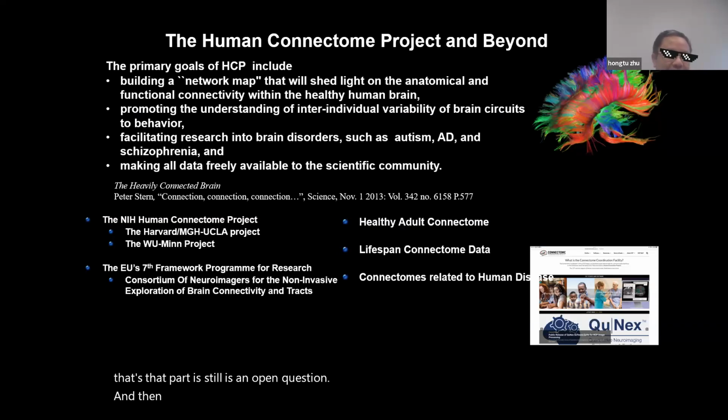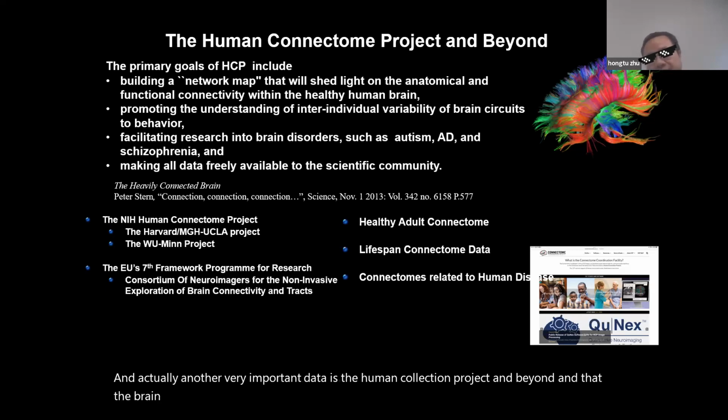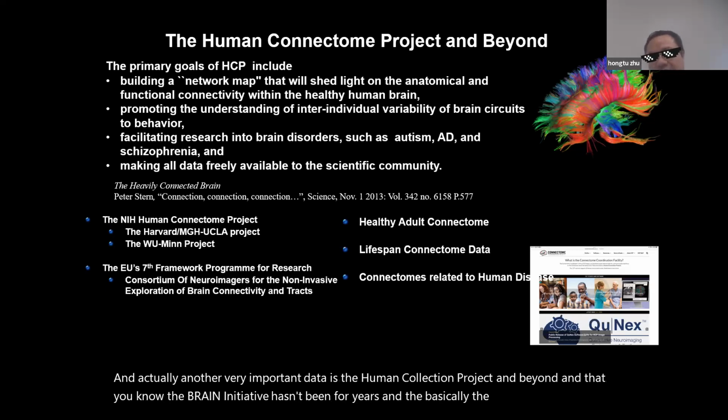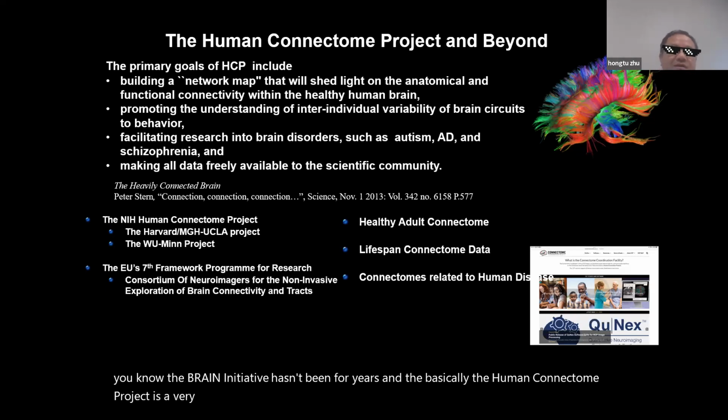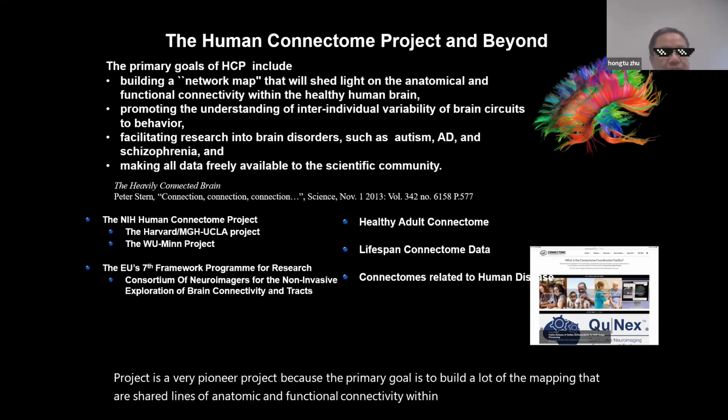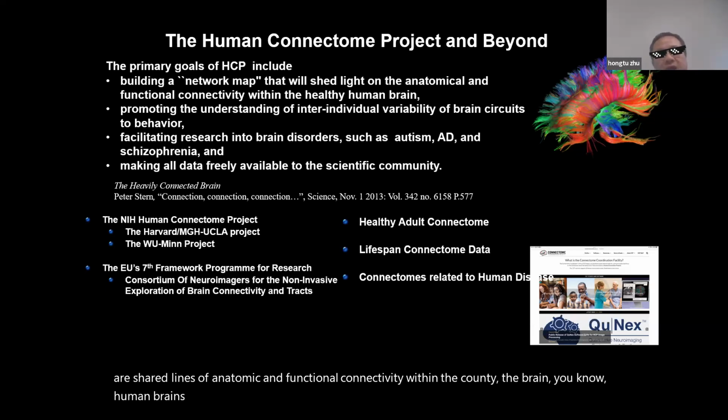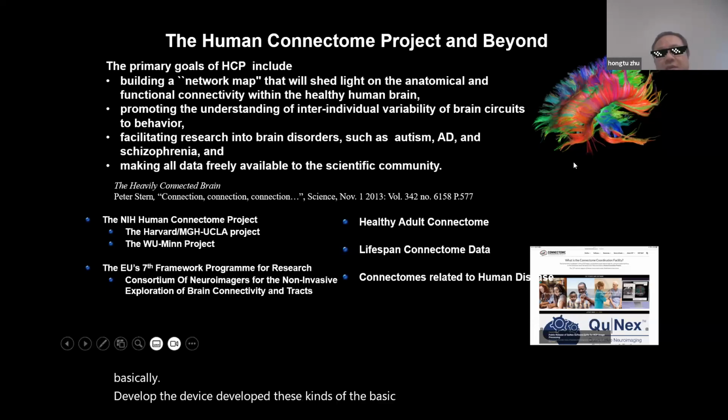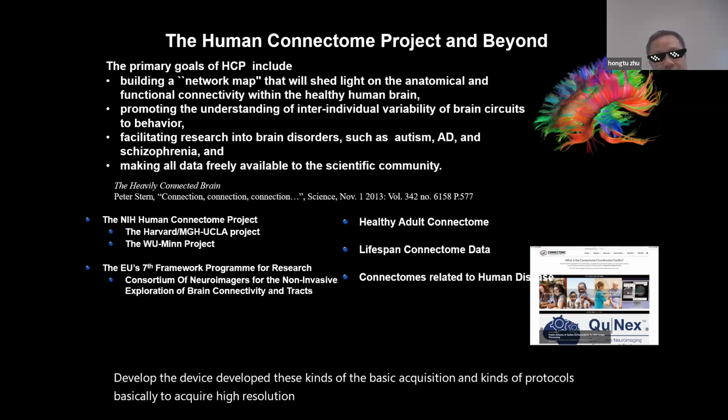And actually, another very important data is the Human Connectome Project and beyond. And the Brain Initiative has been for years. Basically, the Human Connectome Project is a very pioneering project because the primary goal is to build a lot of organ mapping that shows anatomical and functional connectivity within healthy human brains. Okay, and this is basically the reason. One big achievement for this HCP project is basically developing the device and the basic acquisition protocols to acquire high resolution structural and functional images, okay?